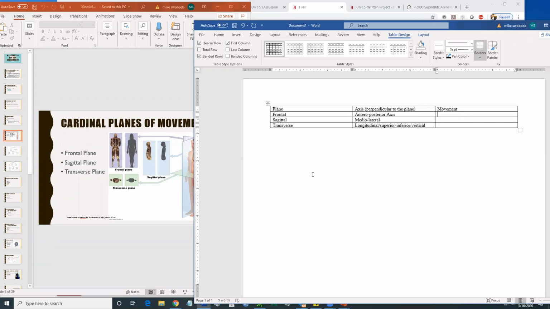Now, the movements that occur for the frontal plane are abduction and adduction. For sagittal, it's going to be flexion and extension. For transverse, it's going to be rotation. So that's our primary movements for all these. There are some exceptions, obviously, but for the most part, this is how everything goes. Hopefully seeing this simplified view helps clarify a lot of that for you.